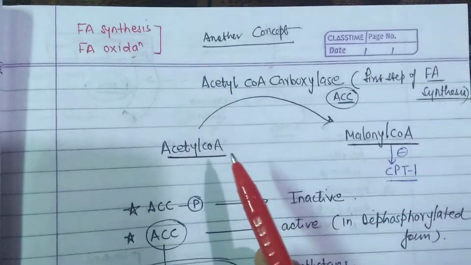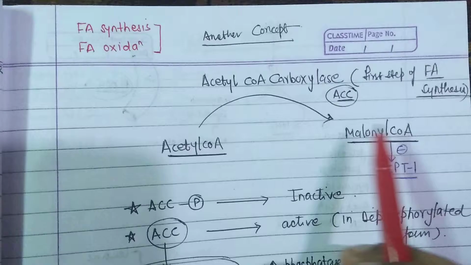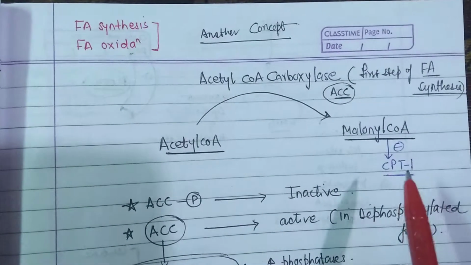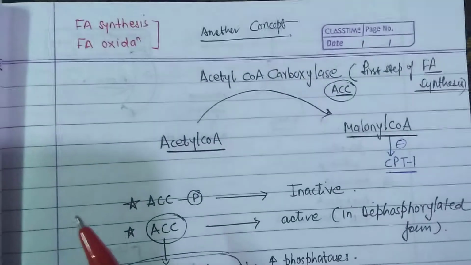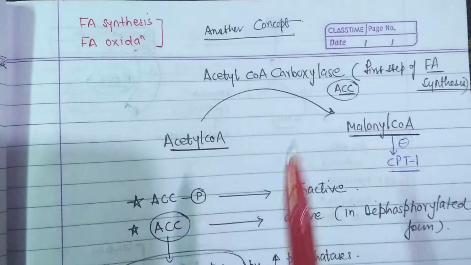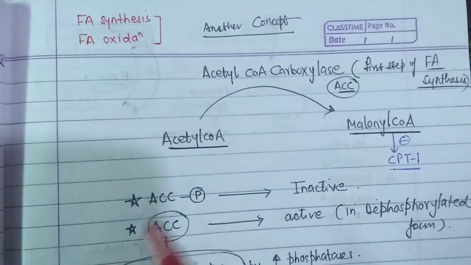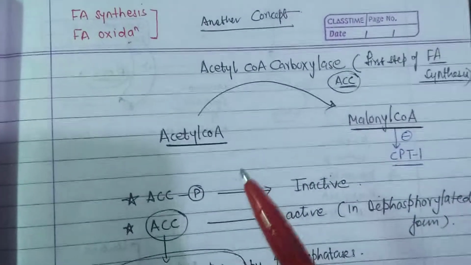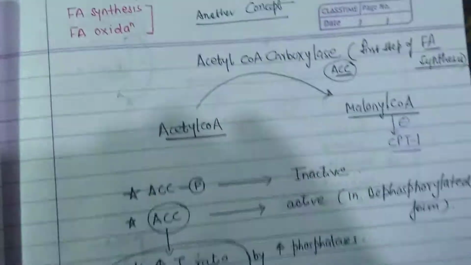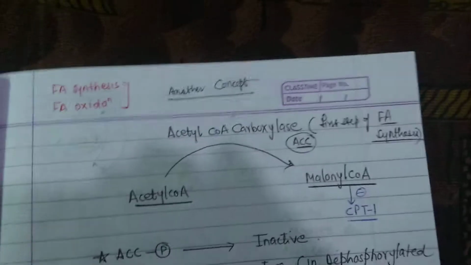So since acetyl CoA is converting into malonyl CoA, and malonyl CoA puts brakes on CPT1, it is ultimately stopping fatty acid oxidation. This means that if fatty acid synthesis is predominantly active, it will ultimately cause inhibition of fatty acid oxidation, and that is why the two processes cannot occur simultaneously.